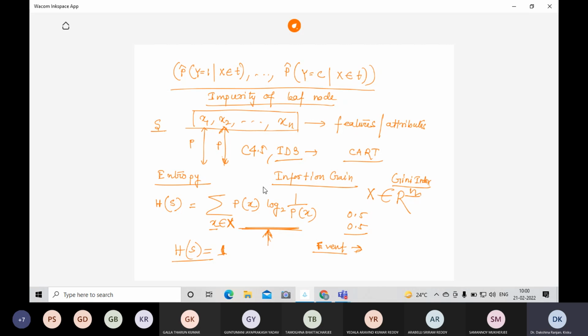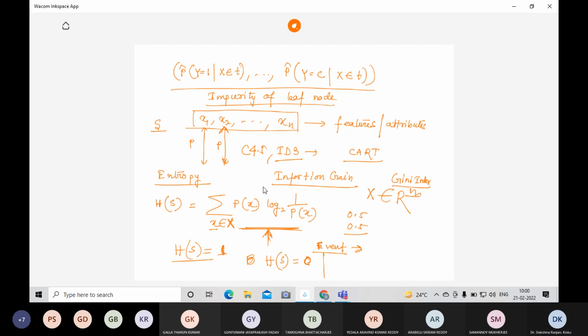Now suppose when we flip a coin and both sides are heads or both sides are tails, then the randomness is found to be 0. In that case, entropy is found to be 0. That means, in other words, the uncertainty or randomness is found to be very low.